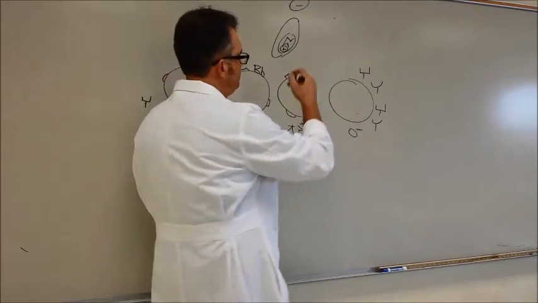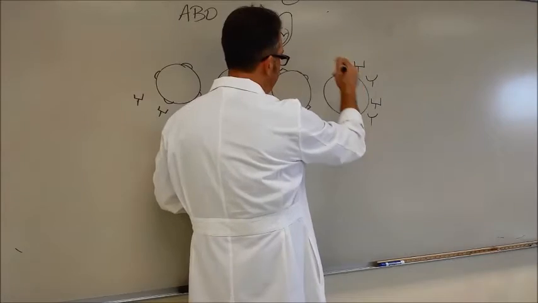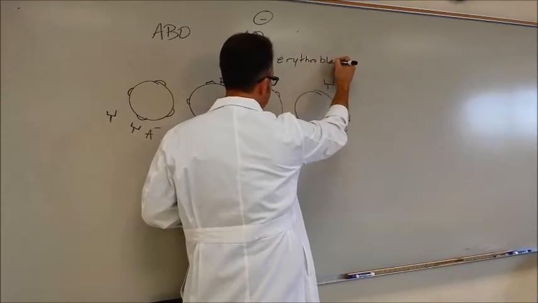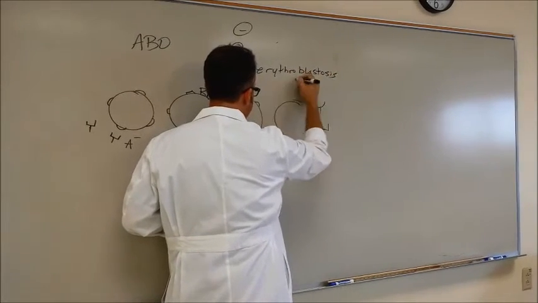If the attack occurs on the second child, it's called erythroblastosis fetalis.